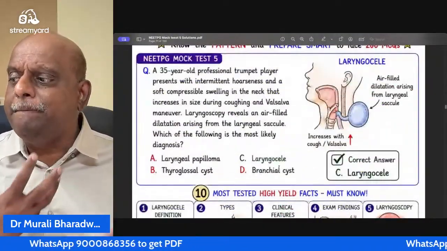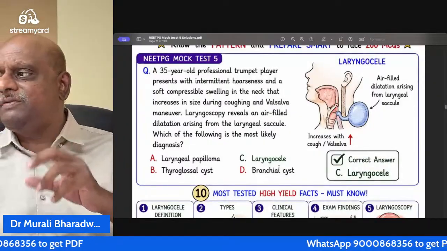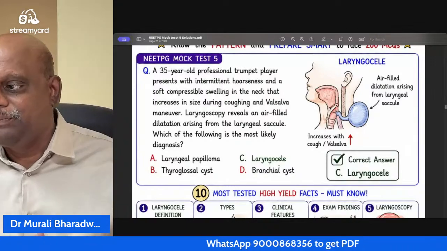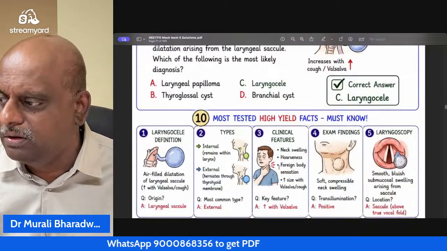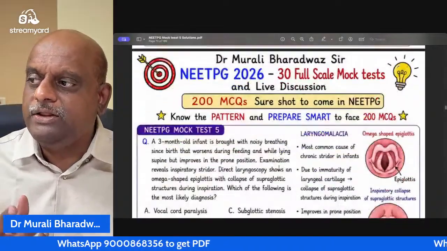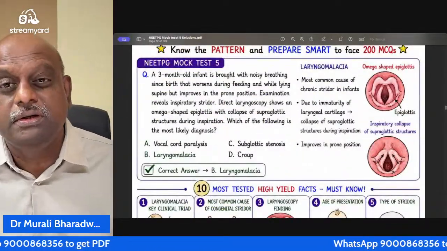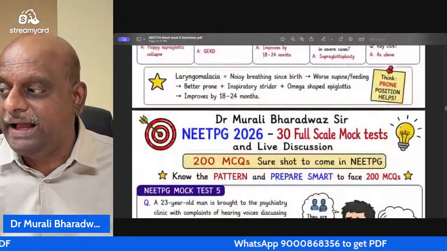35-year-old professional trumpet player typically develops an air-filled dilatation of the laryngeal saccule, which is called the laryngocele, is what you need to remember. A 3-month-old with omega-shaped vocal cords, glottis, typically is laryngomalacia.